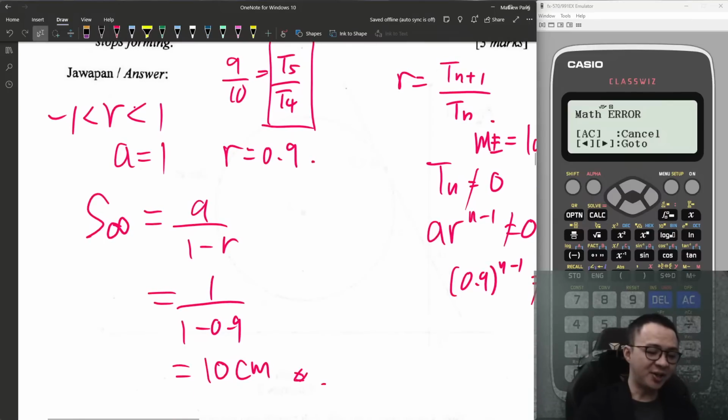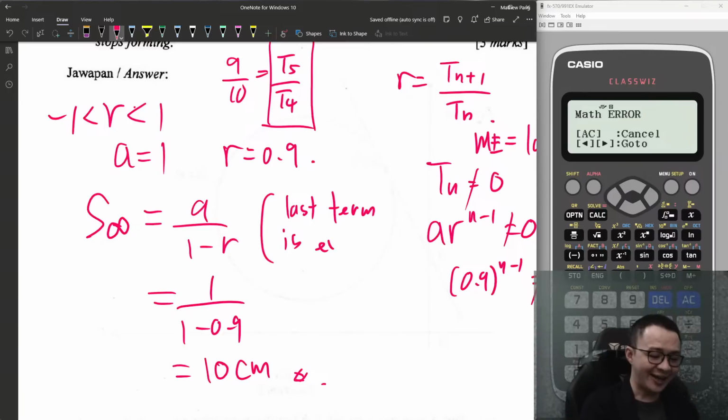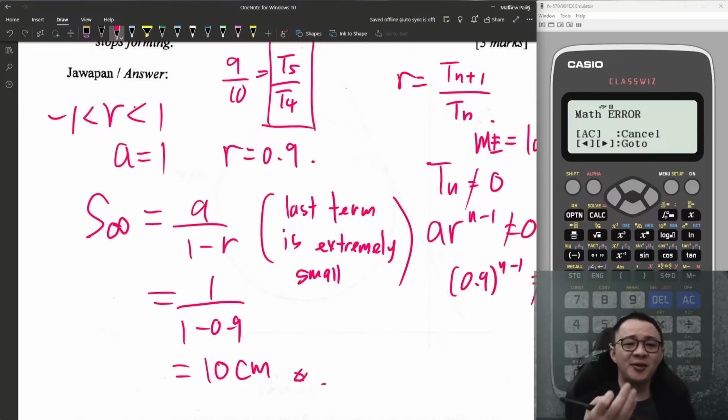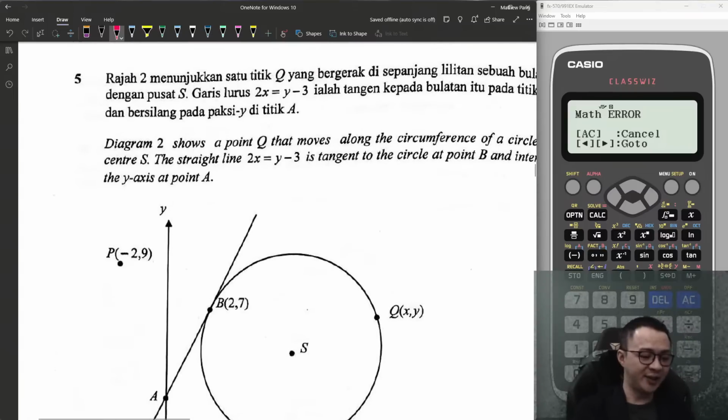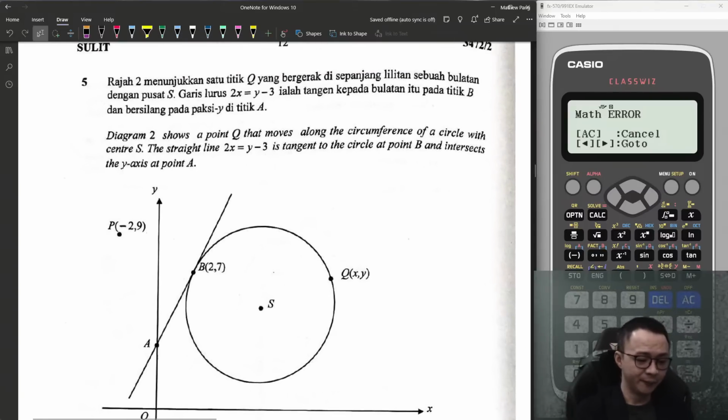Especially, you will just imagine as if the last term is extremely small. That means you're trying to imagine the last wavelength is extremely small until you can totally ignore it. Then we will do sum to infinity. They are always linked one. If you can get sum to infinity, this question shouldn't be too hard for you.